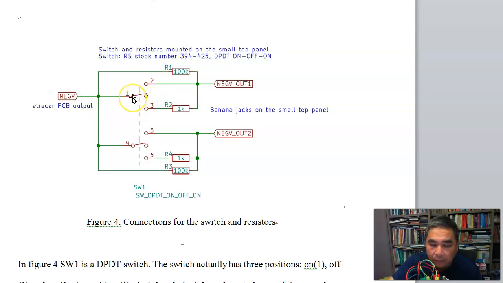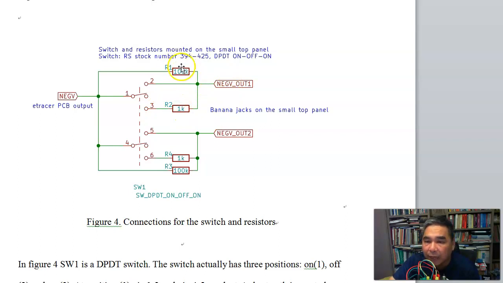So if the switch is at position 3, which means pin 1 and pin 3 are shorted, and pin 4 and pin 6 are shorted, then for the upper branch, the negative voltage will be connected to the first banana jack through this 100k ohm resistor in parallel with this 1k ohm resistor.